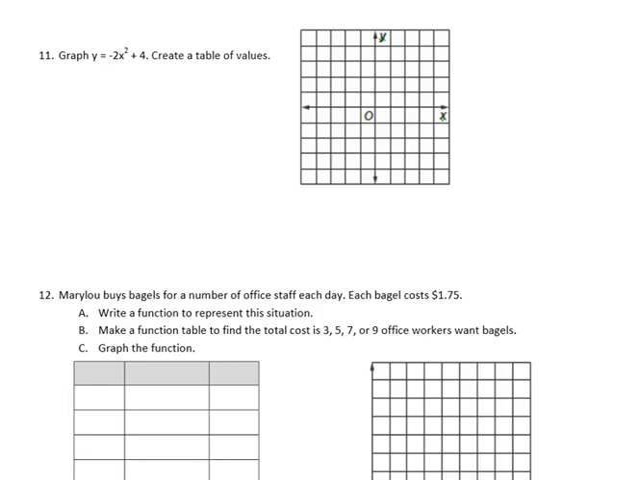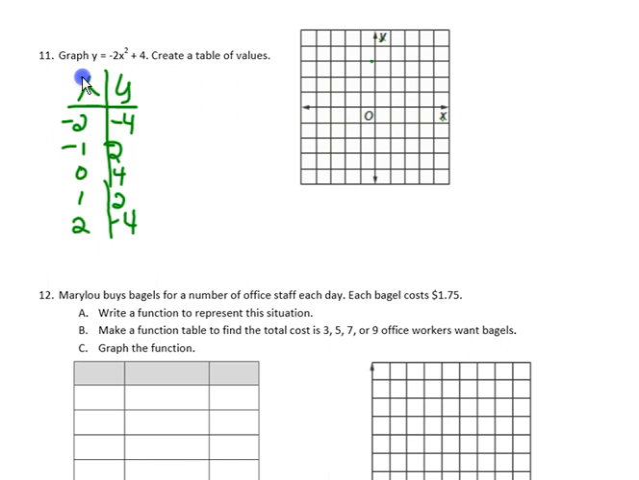Okay, next, graph. Create a table of values. I told you you needed to use -2, -1, 0, 1, 2. And when you fill those into your equation, you're going to get positive 2, 4, 2, and negative 4. Then I wanted you to graph it. 1, 2, 3, 4.